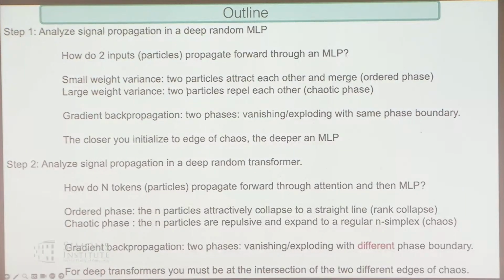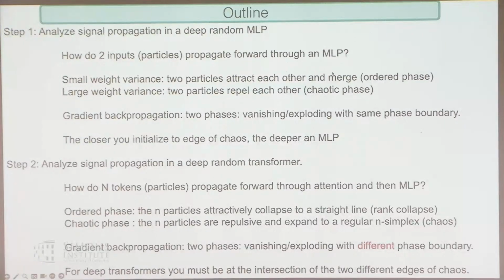We can characterize this by thinking about how two inputs propagate through an MLP. You put in two inputs. You can think of them as two points in some n-dimensional space, where n is the dimensionality of the input space, and they propagate through. You can think of them as two particles that propagate through the system. It turns out there are two phases of the propagation. If the variance of the initial weights is small, then the small linear weights will contract the space, and the two particles will attract each other, and they'll merge.